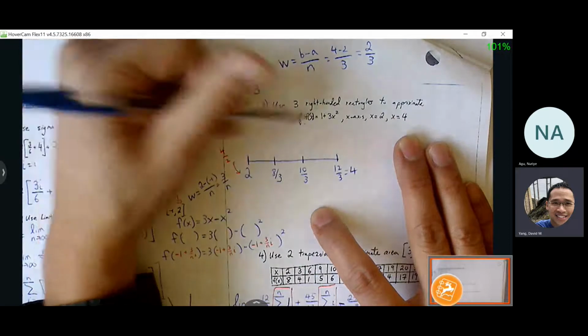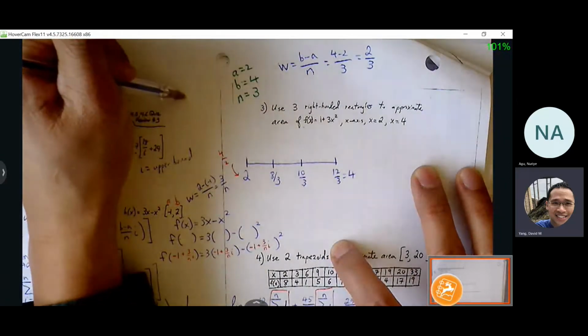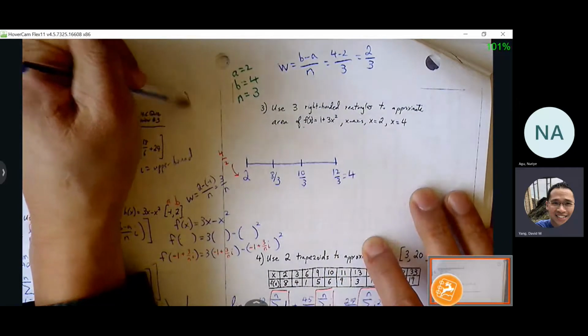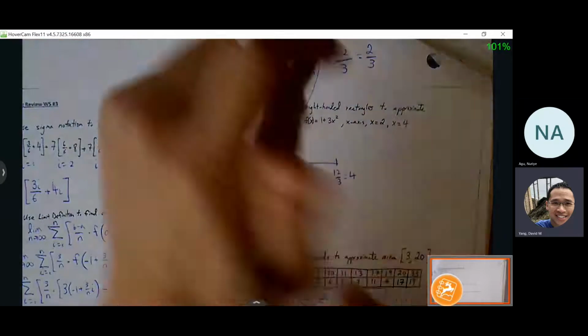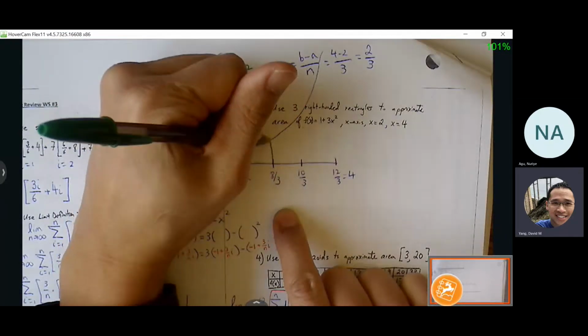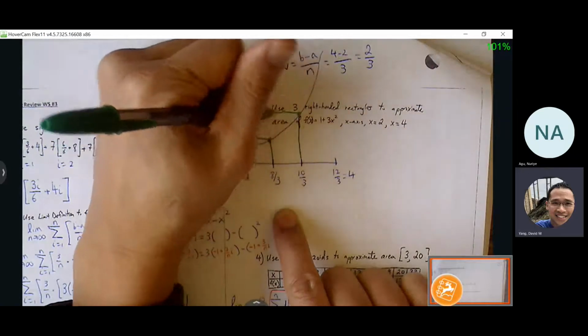Okay, so we don't have to worry about what the graph looks like, but I'll just show you. If the graph was 1 plus 3x squared, it may look something like this, right? And in every rectangle, we're just going to be attaching the right endpoint to the graph and creating this right-handed rectangle.